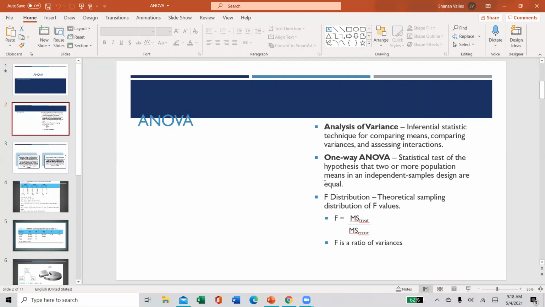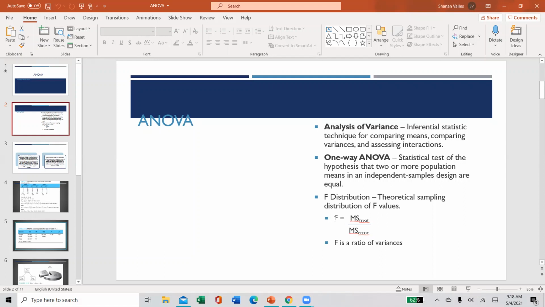Okay, so ANOVA uses F. I don't know why it's called F. Well, that's not entirely true. It's probably because of factorial, but they use the F distribution. This is just a theoretical sampling distribution of F values. We can compare this definition to the t-distribution, which was a theoretical sampling distribution of t values. And what that means for us is this is where we find our critical values.